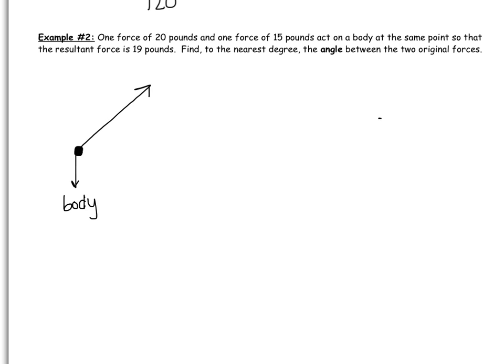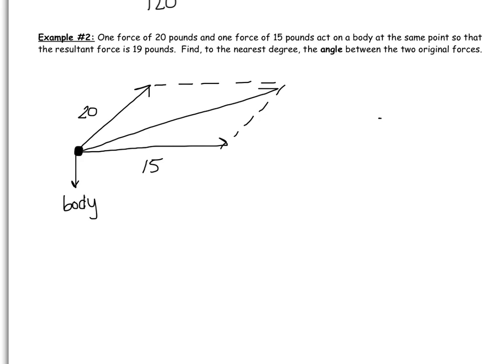One force is 20 pounds. The other force is 15 pounds. Now I'm going to go ahead, draw the parallelogram before I draw in the resultant, because it's just easier to connect it. And they do tell us that the resultant force is 19 pounds. And since it's a parallelogram, I can go ahead and label the opposite sides so that they're the same. So this is 20, and this is 15.